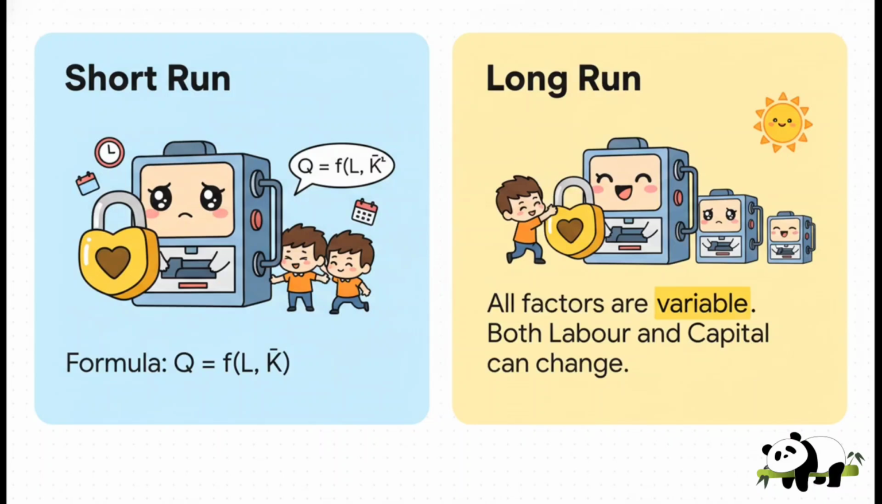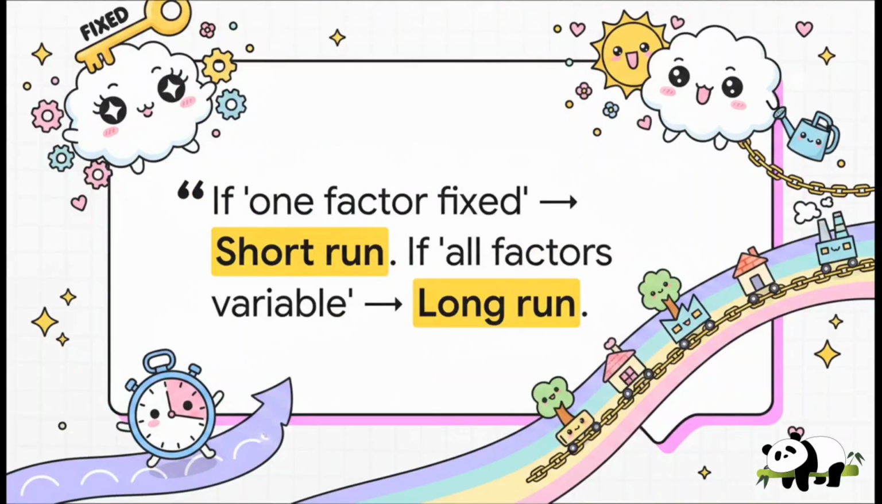But in the long run, everything is changeable. He has enough time to build a new factory, buy more machines, and hire more workers. All right, write this down, screenshot this, whatever you need to do. Here is a golden rule for your exam. If a question says anything about one factor is fixed, your brain needs to immediately scream short run. If it says all factors are variable, you know without a doubt you're in a long run world. This little trick is going to help you out so much.